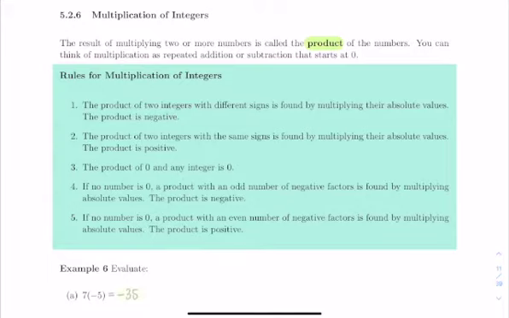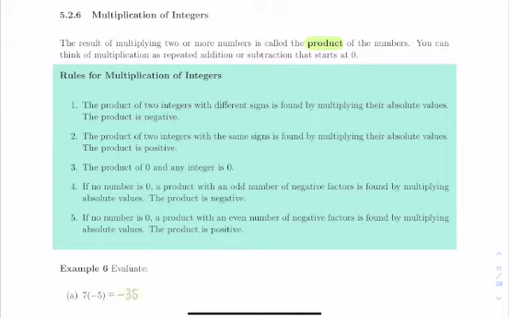So if we have the same sign, it's going to be positive. If we have two different signs, it's going to be negative. Anything that is multiplied with 0 is 0. If I have an odd number of negative factors, so 3, 5, 7, then we get a negative number. And if I have an even number of negative factors, like 2, 4, 6, 8, I'll get a positive number.